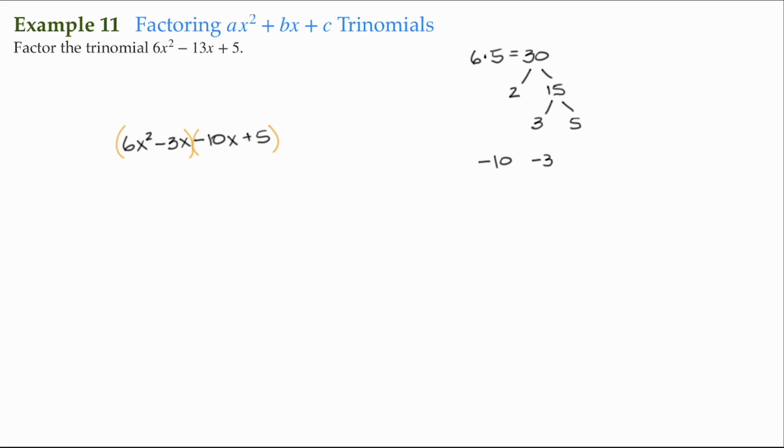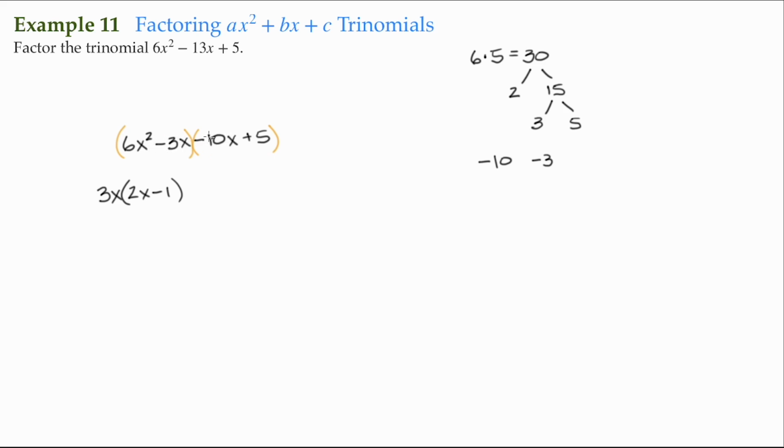Now that I have them grouped, I'll factor the individual groups. 6x squared minus 3x, I could take out a 3x. That's equal to 2x minus 1. 3x times 2x is 6x squared. And 3x times negative 1, that's negative 3x.